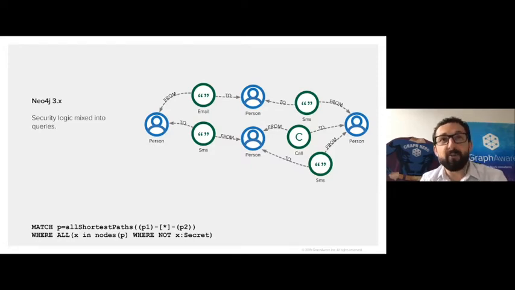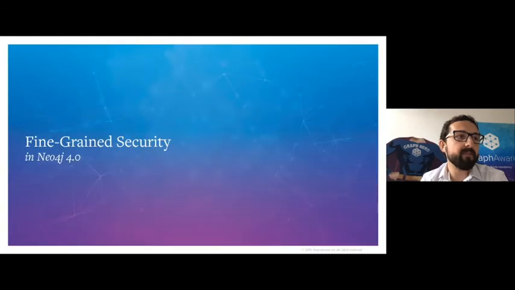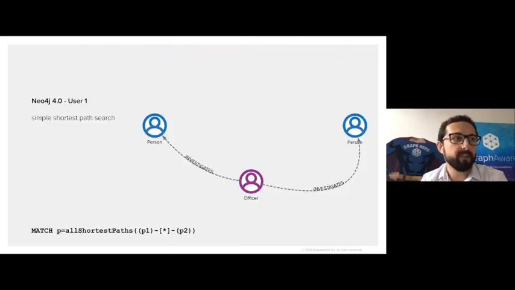So, and this is in Neo4j 3, right? So that's before 4.0. So let's have a look what this looks like in Neo4j 4. I run the very same query, and let's say I'm user 1 with top secret clearance or whatever your organization's security model is based on. So you run this simple shortest path query and you get the actual shortest path.